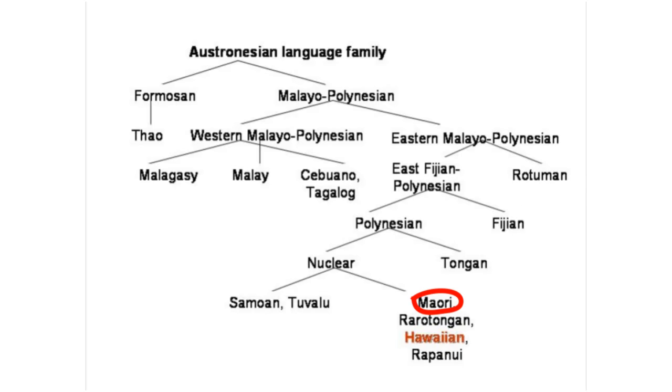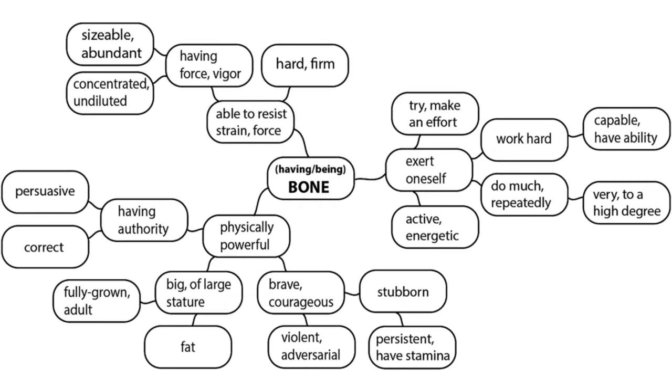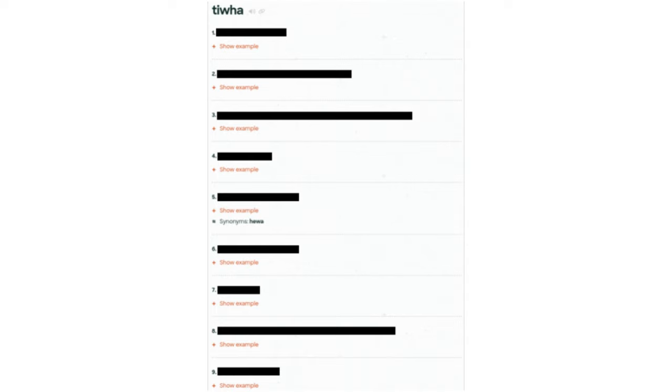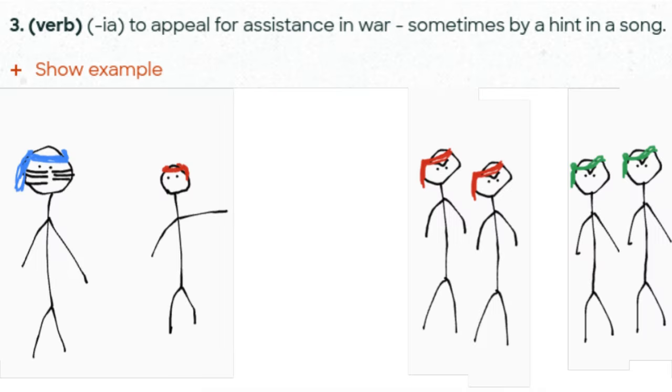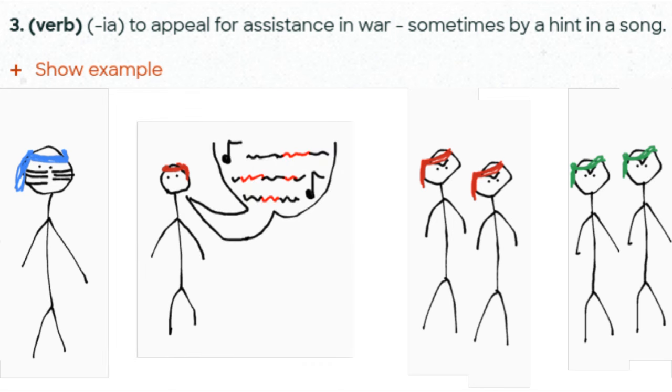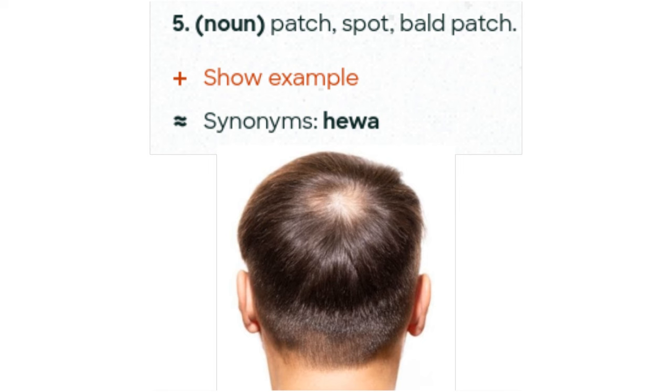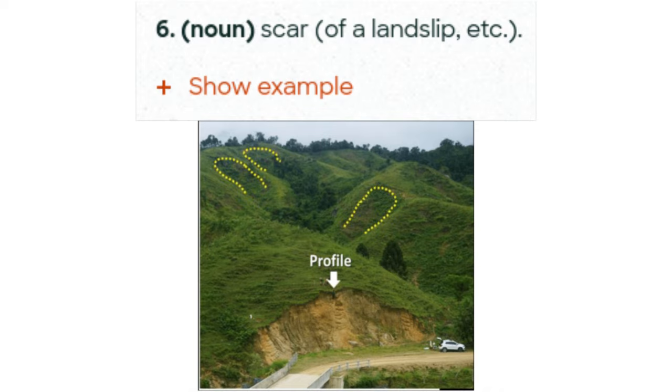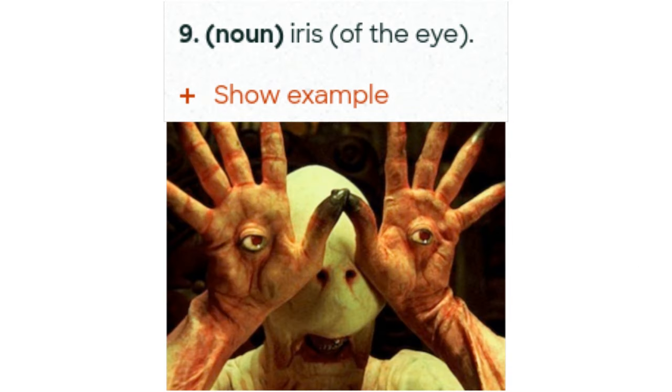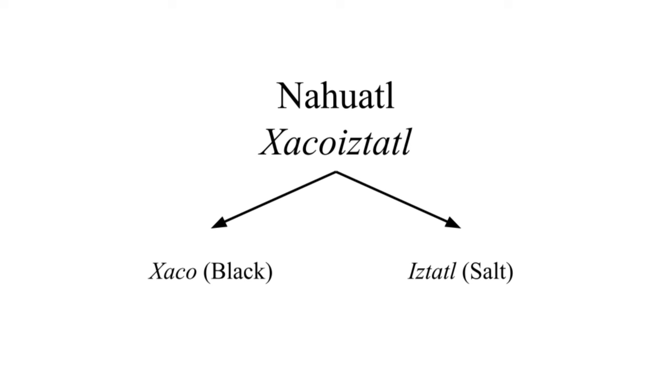Maori is a Malayo-Polynesian language, which means it does something fun called colexification, which essentially means every word has like five different meanings. Example, tīfā can also mean conspicuous, damaged, to ask for allies in a war, particularly by hiding a message in a song, a bald spot, the features left by a landslide, a scratch, or the iris of the eye. However, since the xako of Nahuatl means dark or swarthy, I'm going to err with that meaning. And iztatl is salt, so black element and dark salt.